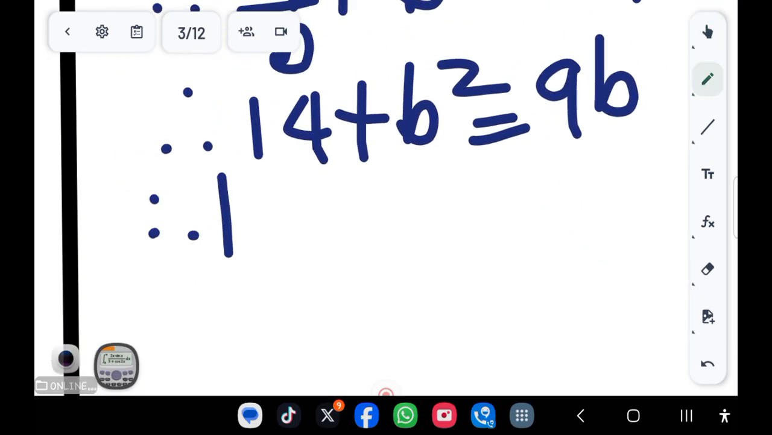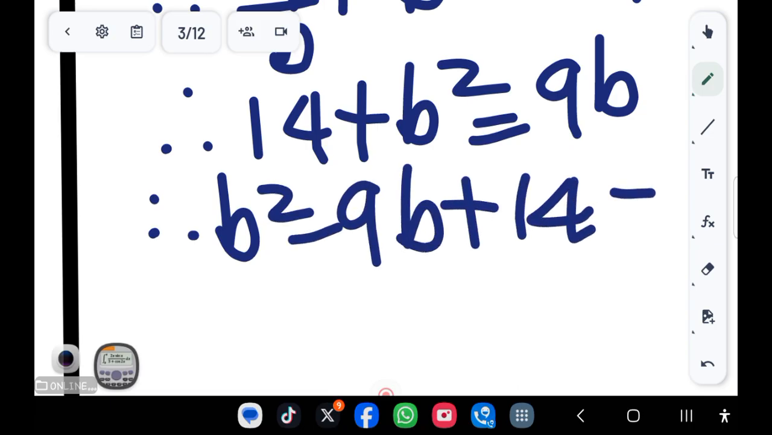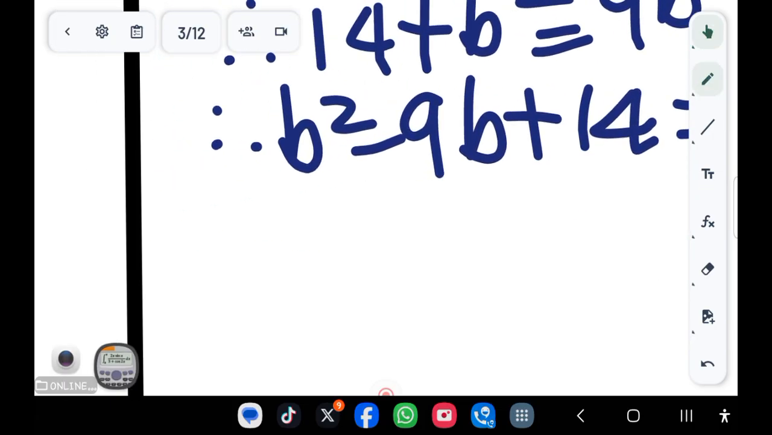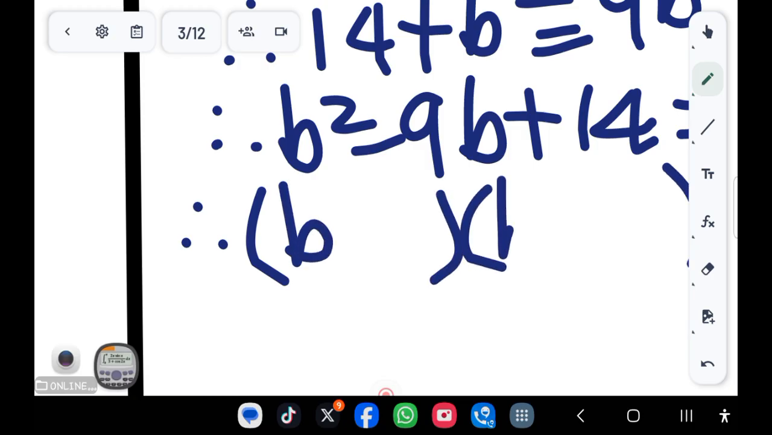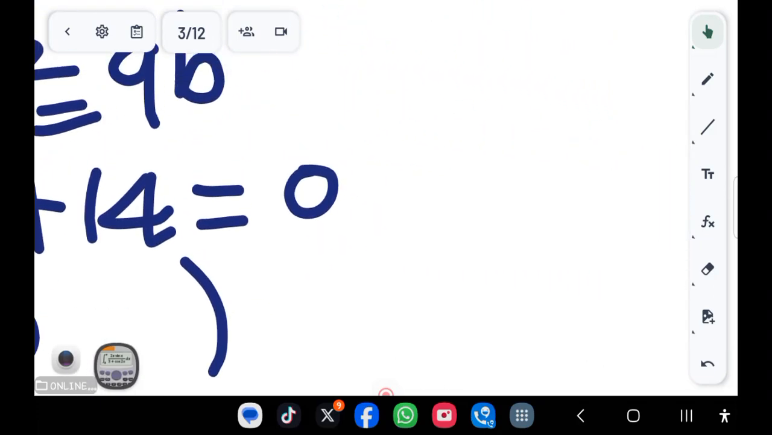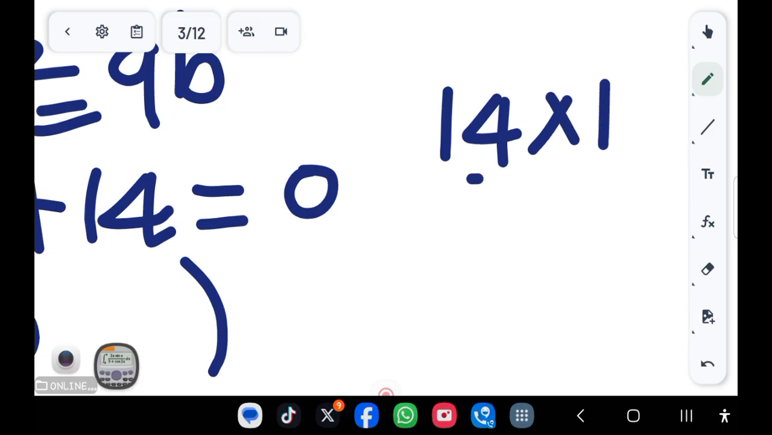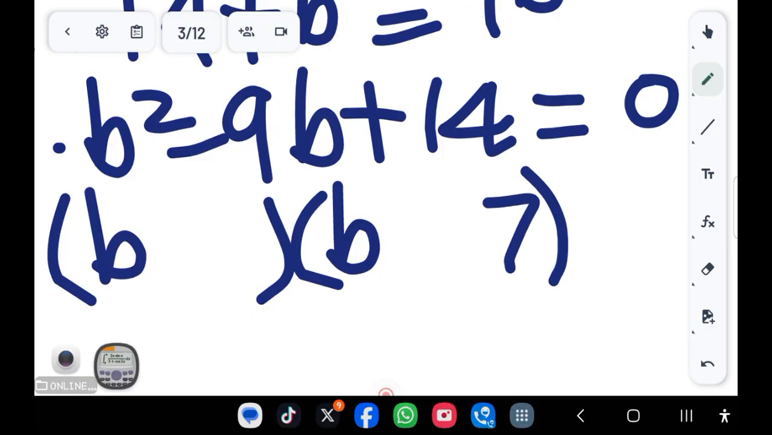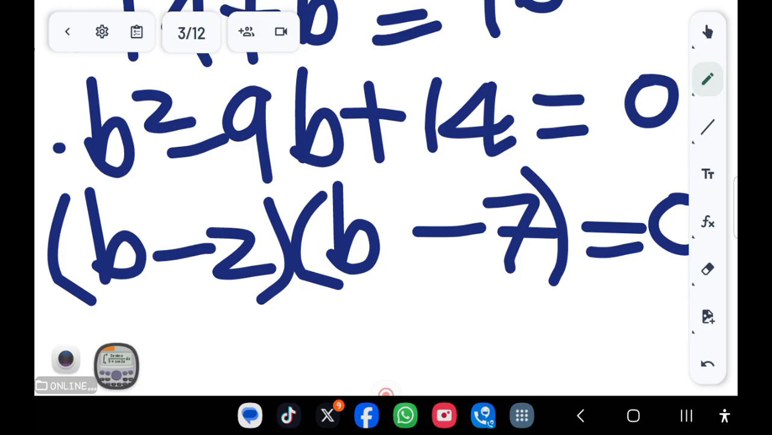Now therefore b squared minus 9b plus 14, write this in standard format, equals 0. Now let's solve this by factorizing first. That will be b and b. Now we look for factors of 14: 14 times 1, then we've got 7 times 2. 7 and 2 will give us 9, minus and minus.